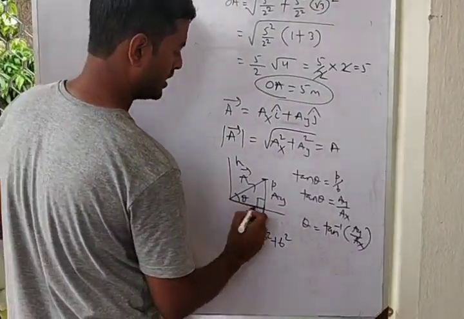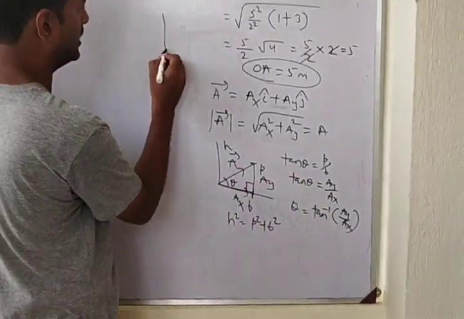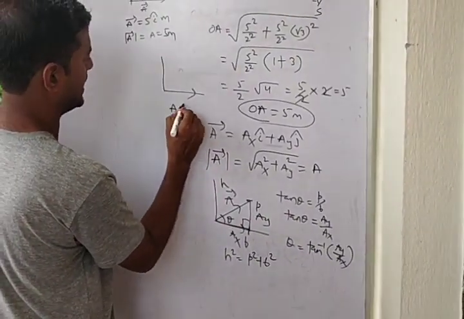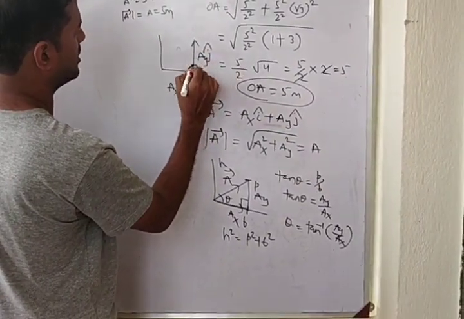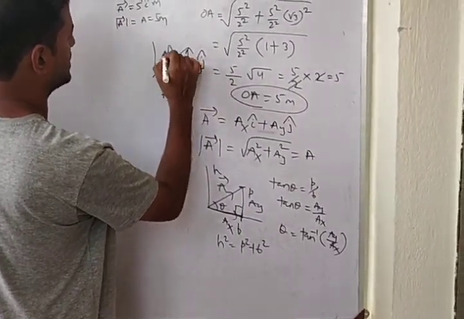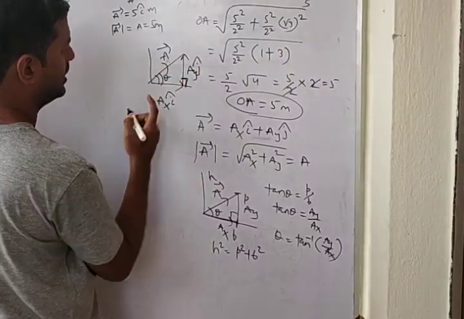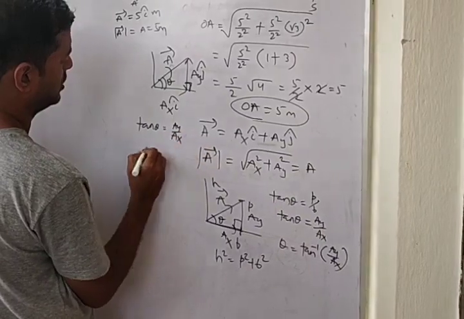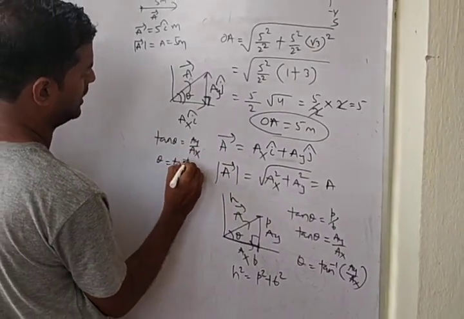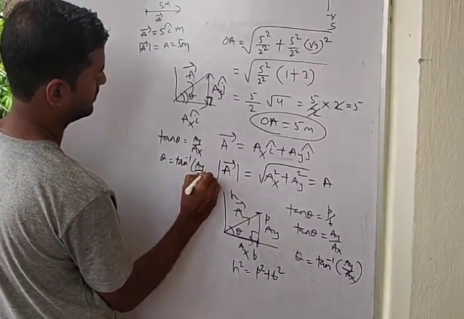But here, I can write in a different way also. This is my ax i cap. This is my ay j cap. So the angle between them is 90 degree. This is my resultant A vector and this is theta. And I have found tan theta equal to ay by ax, so theta equal to tan inverse ay by ax.